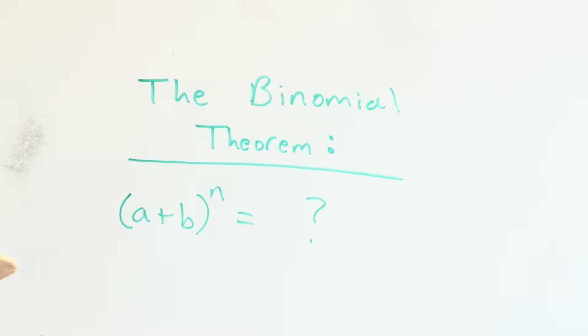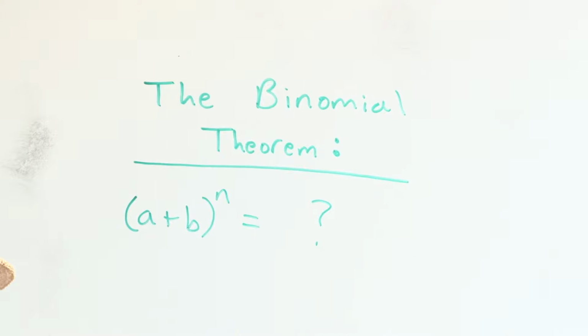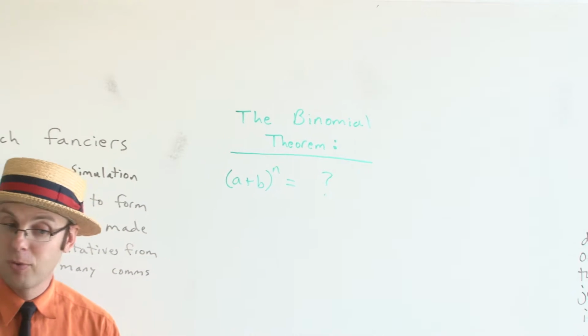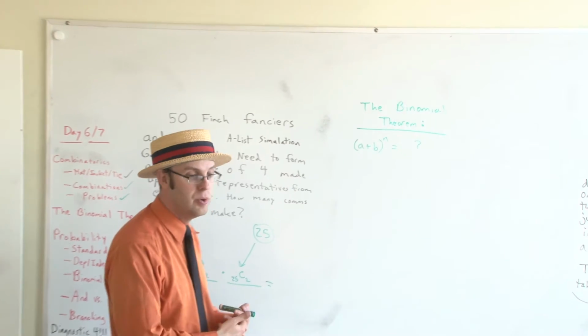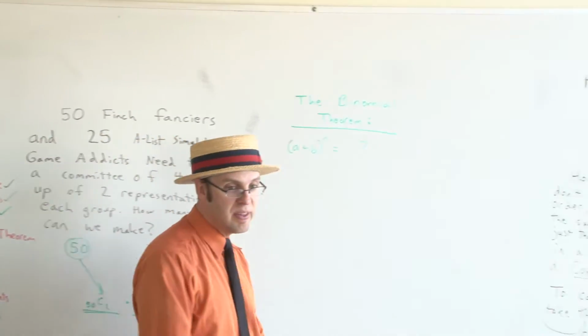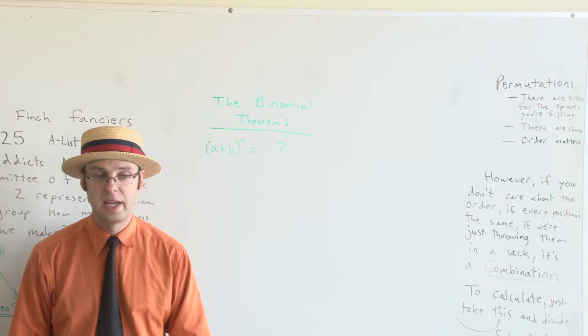We're going to answer the age-old question: how do we expand a plus b to the n? We know what it is when n is 1. It's just a plus b. And some of us might remember what happens when n is 2. It's a squared plus 2ab plus b squared. But beyond that, it starts getting a little bit shaky.